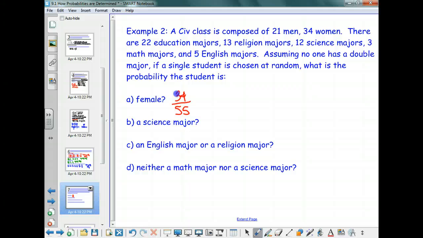All right, how about a science major? 12 out of 55. Does that one reduce? No. How about an English or a religion major?